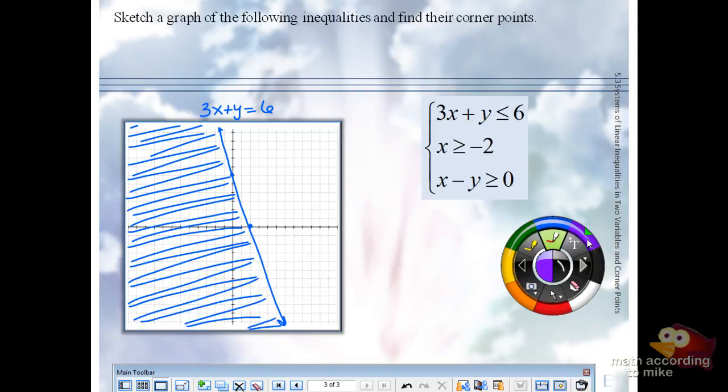Next up, x equals -2. What type of line is x equals -2? Don't say straight. Vertical. Here's x equals -2. Solid because it says equal to.